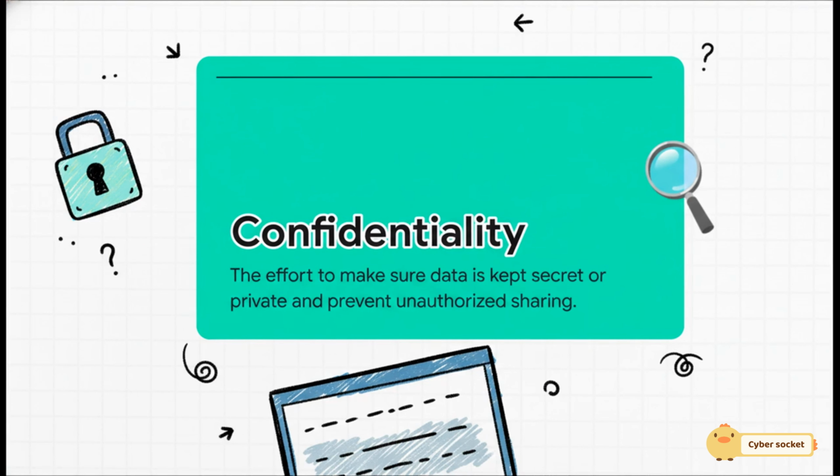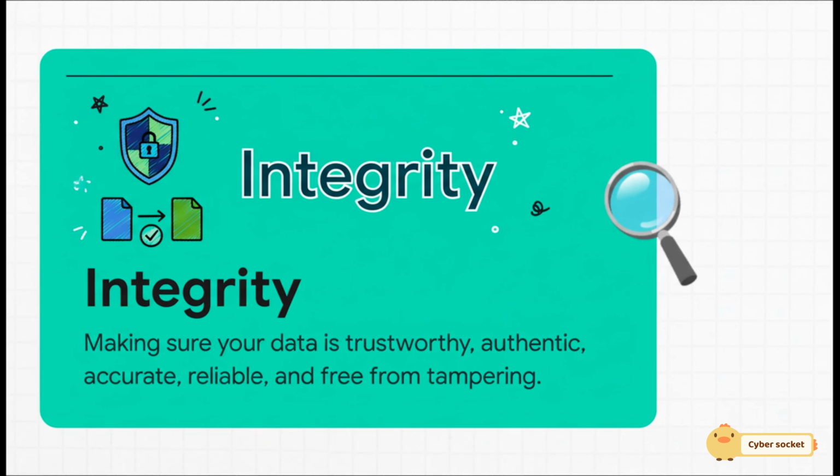First up, we've got confidentiality. This is basically the digital version of for your eyes only. It's all about making sure your sensitive stuff, your financial records, your private messages, is kept secret, and that only the right people can get to it. Next, there's integrity. This one is all about trust. It guarantees that your data is exactly as it should be, that it hasn't been messed with or tampered with, not by a hacker, and not even by some random accident. You need to know that what you're seeing is the real deal.